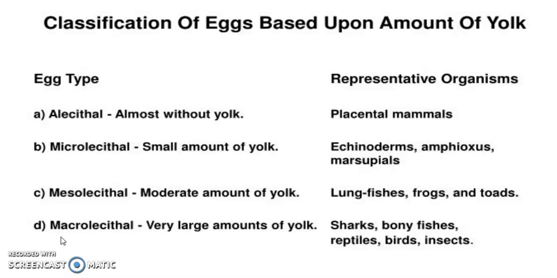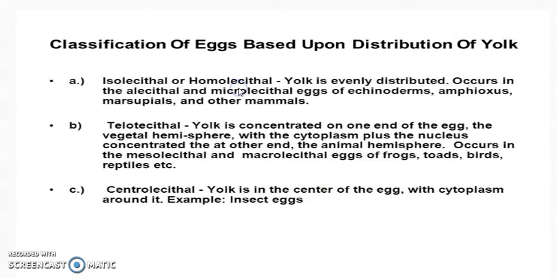Macrolecithal, also called megalecithal, sometimes this term is called polylecithal. All of these terms are the same, which means a large quantity of yolk. Examples are birds, reptiles, insects, bony fishes, and sharks.